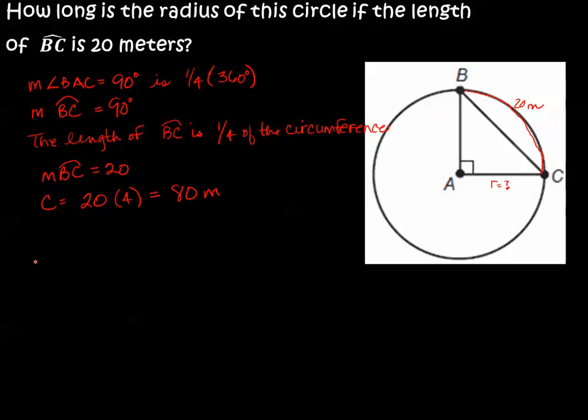Okay, so now I want to find out what r is. Well, remember the formula for finding the circumference of a circle is 2 pi r. Now, I already know what the circumference is. I know it's 80. So I'm going to plug that in for C, the circumference. Now I'm going to divide both sides by 2 pi. 80 divided by 2 is going to give me 40.